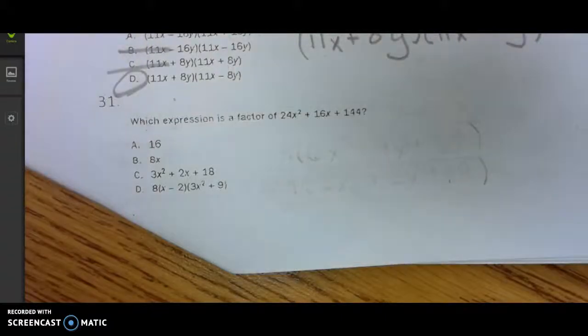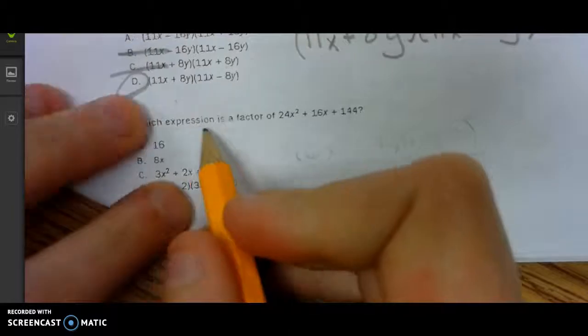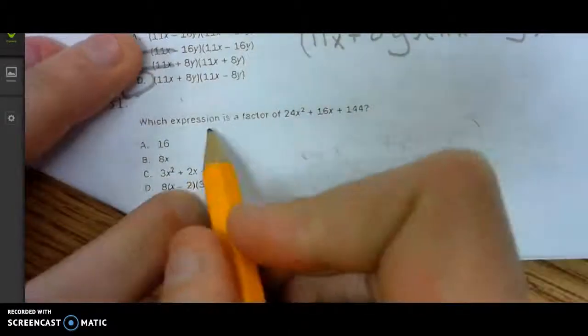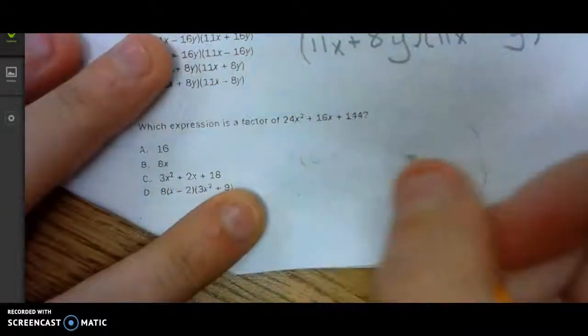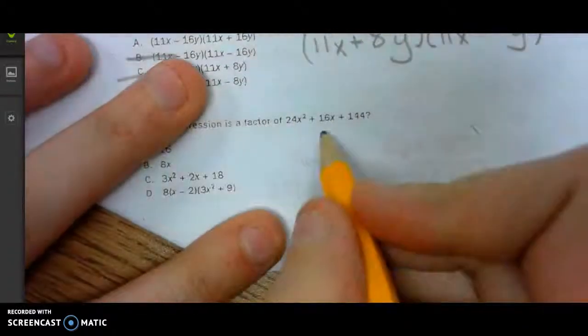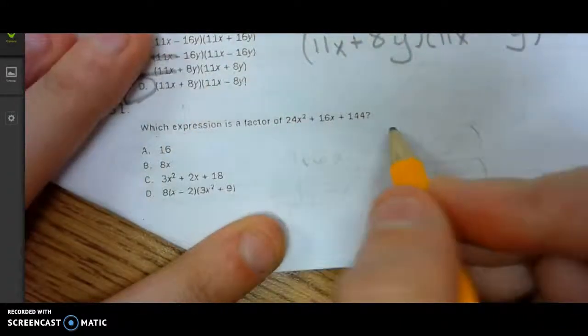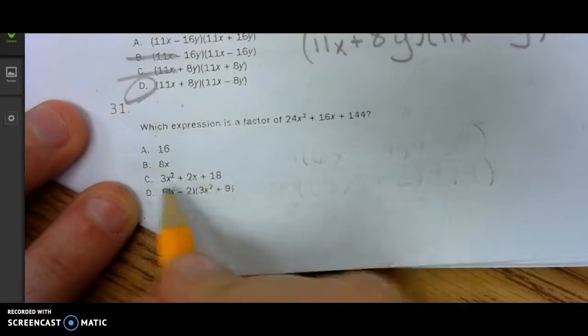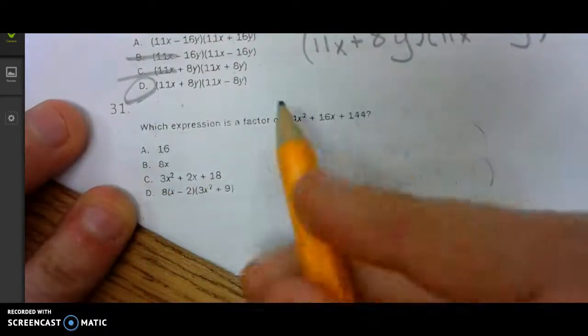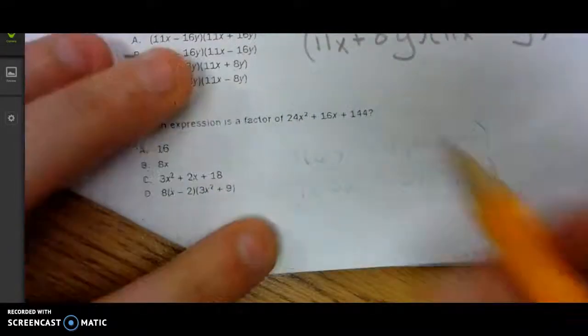Okay, this video is going to go through 31 through 40 of the study guide. Which expression is a factor of 24x squared plus 16x plus 144? So we're looking for which one of these is a factor, right? So we're not looking for the whole factorization, just one factor.